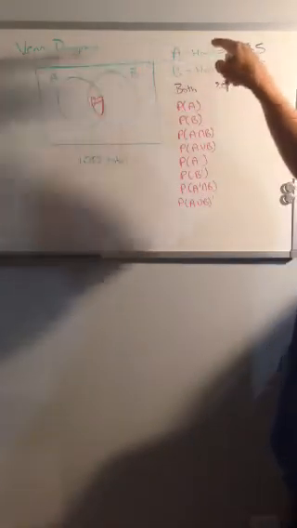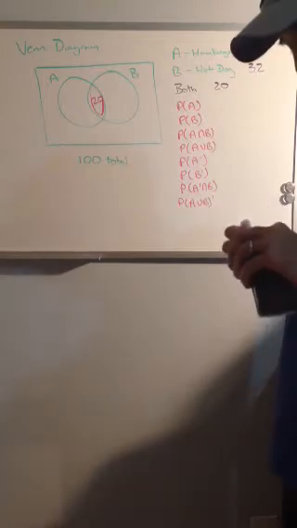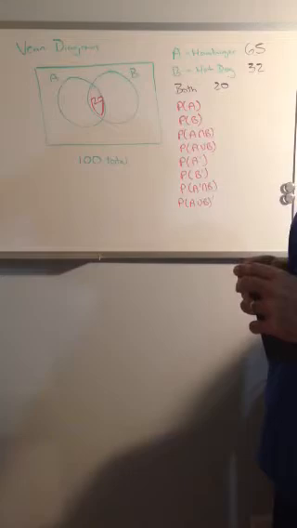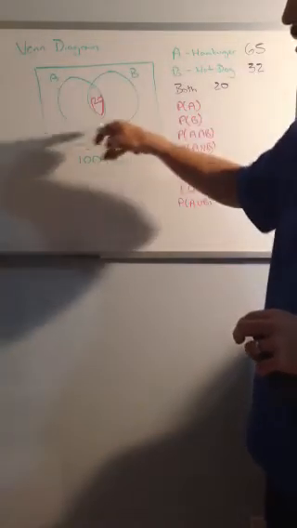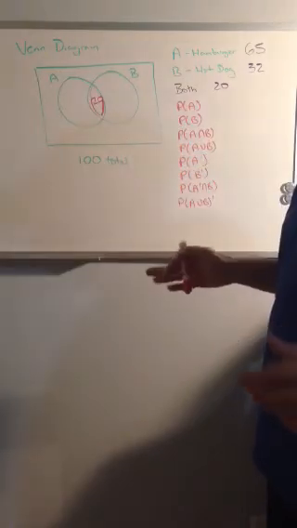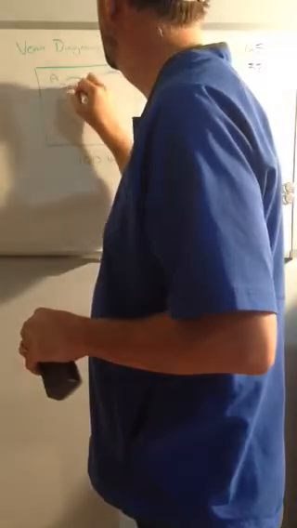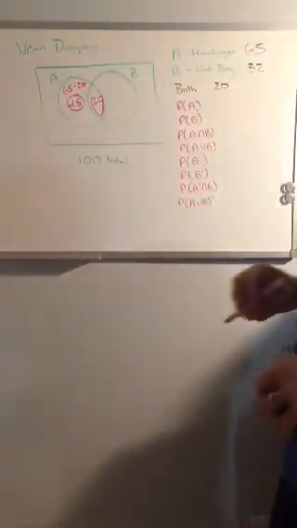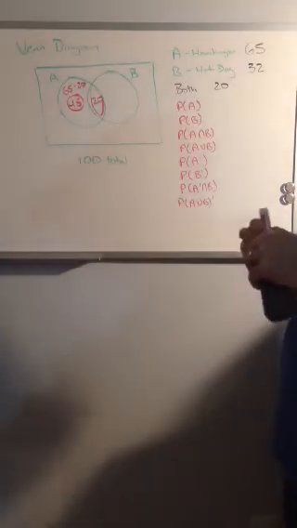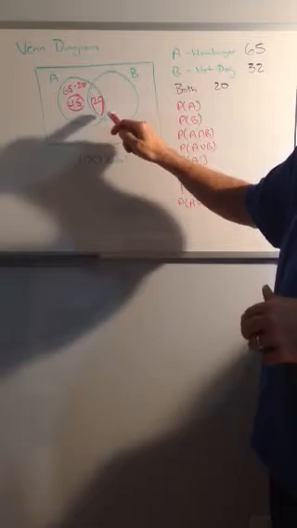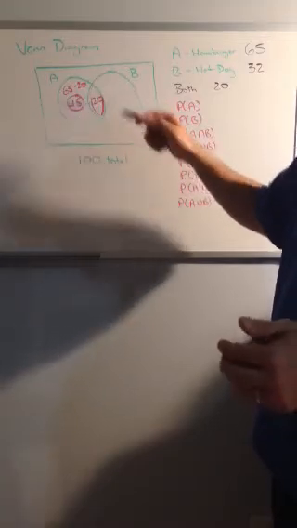Circle A represents our hamburgers. There's 65 people that like hamburgers. I cannot put 65 in here because if I go back and I look at just that circle, if I have 65 here and 20 here, I've got a total of 85. So I've got to subtract. And that'll get me 45 people that just like hamburgers. Total of 65 people that like hamburgers. These 20 represent the people that like both.